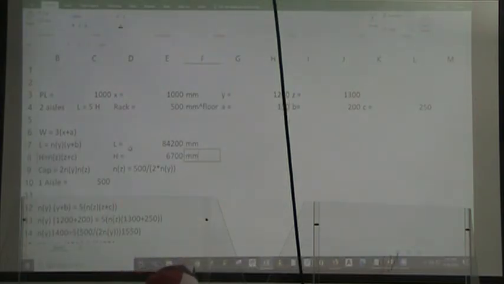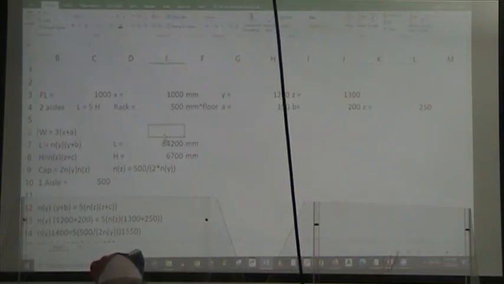We can work out the width, and working out the width is super easy because width is equal to 3 times our x plus a. Boy, that does not seem like much, but okay.